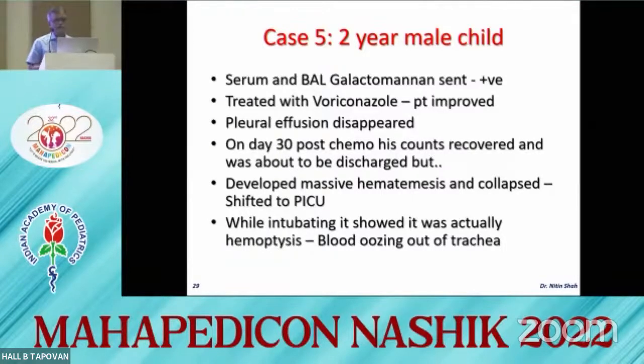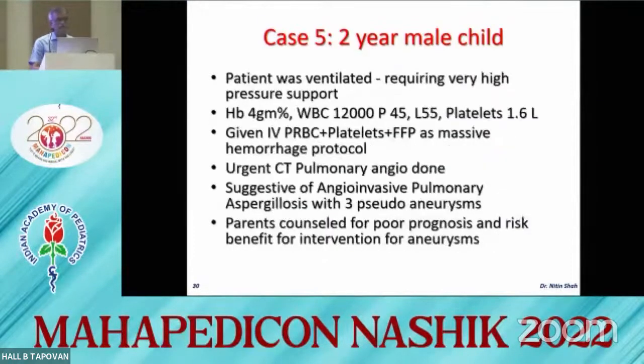But the day he was to be discharged, he developed massive hematemesis and he collapsed. So immediately shifted to ICU. While intubating, they saw that the blood was oozing out of the trachea like a tap. It's actually not a hematemesis, it was a hemoptysis. So why did he get such massive hemoptysis? So he was immediately ventilated. He was requiring very high pressure support because obviously there was so much blood in the lung.